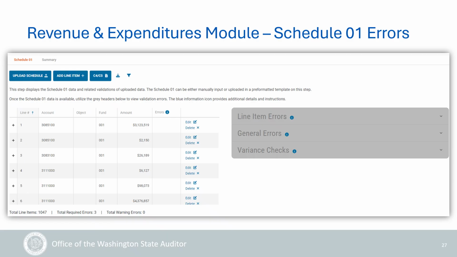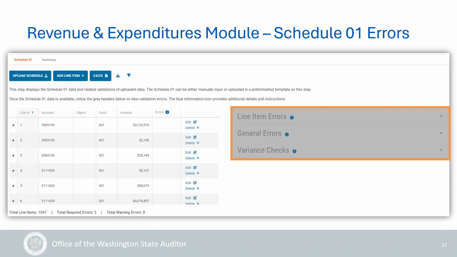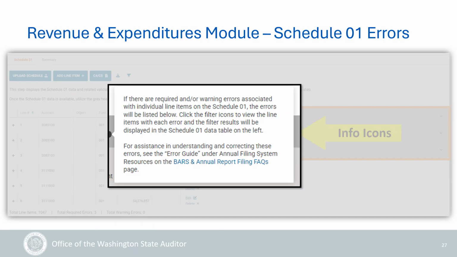Now let's move our attention to how to understand and triage errors that you may encounter on the Schedule 01. All Schedule 01 errors will be categorized in these three gray headers: line item errors, general errors, and variance checks. Each header also has an information icon that you can hover your mouse over for guidance on what each category of errors is for. In each information icon, you will also find a link to the BARS and Annual Report Filing FAQs page, where we have a resource called Error Guide, which will be very helpful if you are having difficulties resolving the errors on your own.